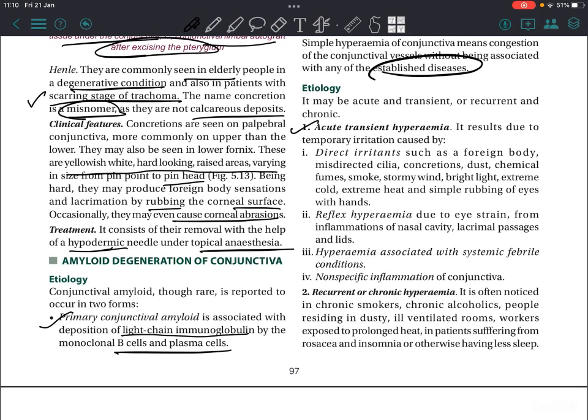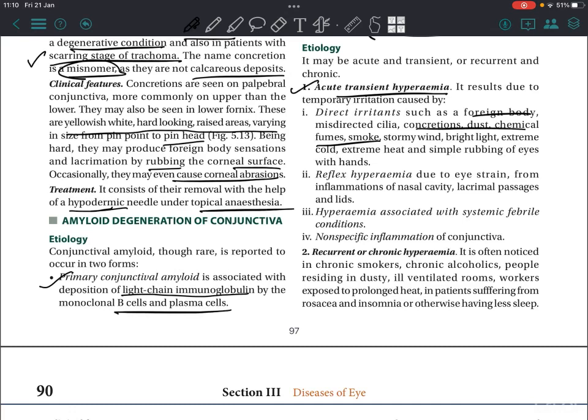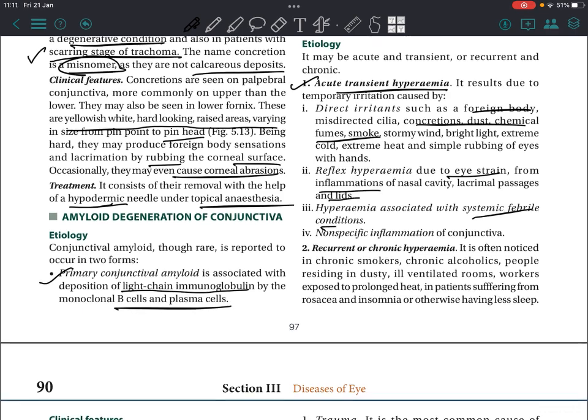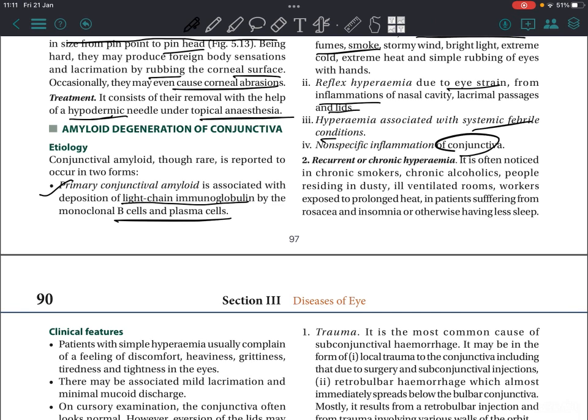Etiology. One is acute transient hyperemia, which results due to temporal irritation caused by direct irritants such as foreign bodies, dust, chemical smoke, chemical fumes, stormy wind, bright light, etc. Reflex hyperemia due to eye strain from inflammation of nasal cavity, lacrimal passage inlets. Hyperemia associated with systemic febrile condition, non-specific inflammation of conjunctiva.